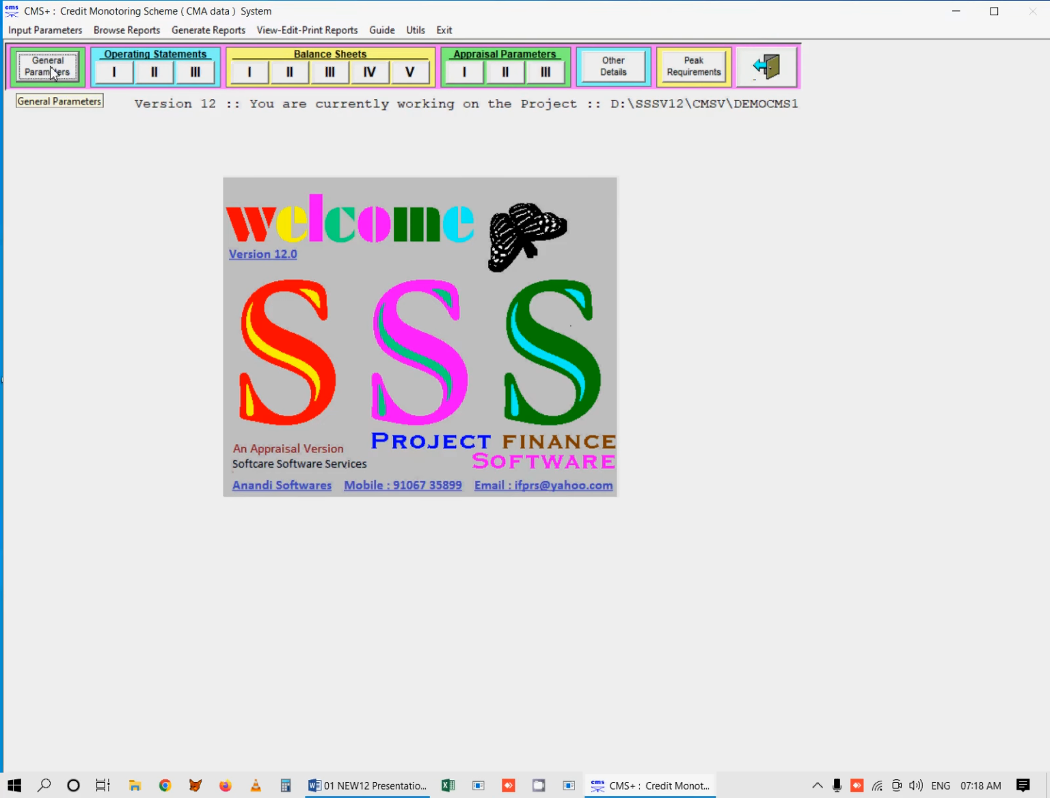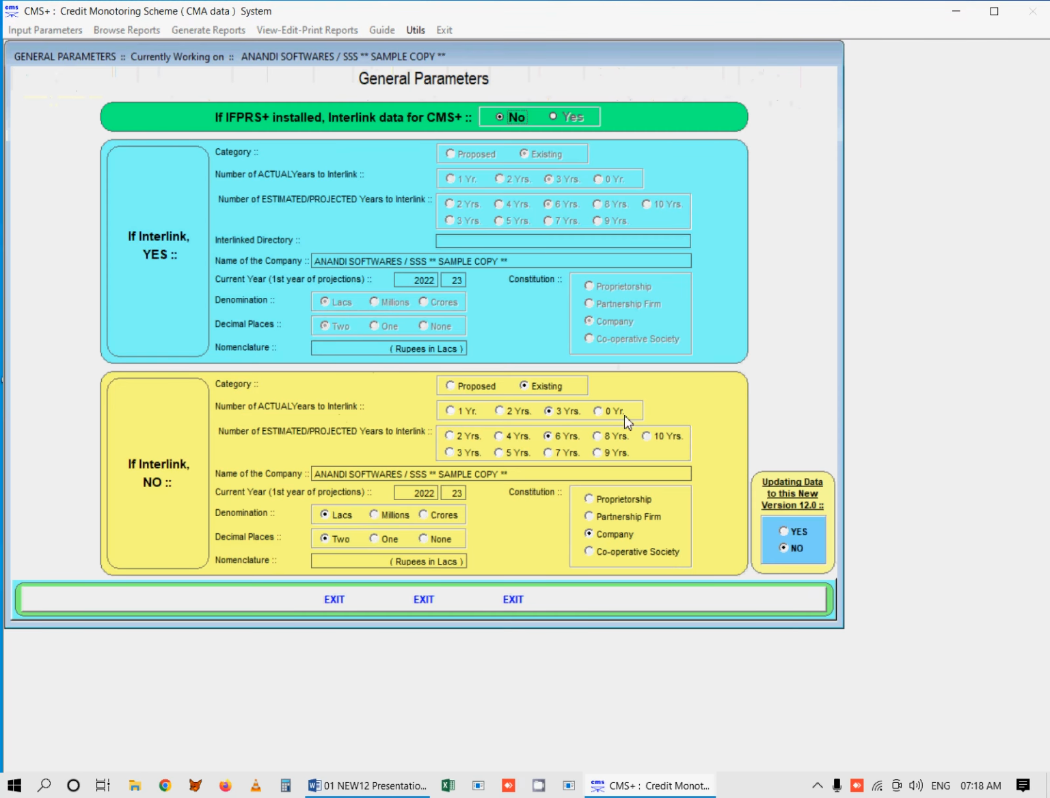This screen is all about the general parameters. Software is in 3 plus 10-year format, 3-year actuals and 10-year projections, and any combination thereof. It may be 1 plus 7, 2 plus 5, 3 plus 6, etc. Enter the name of the company, current year which is the first year of projection, category as proposed or existing. Also state therein the denomination choice and constitution.